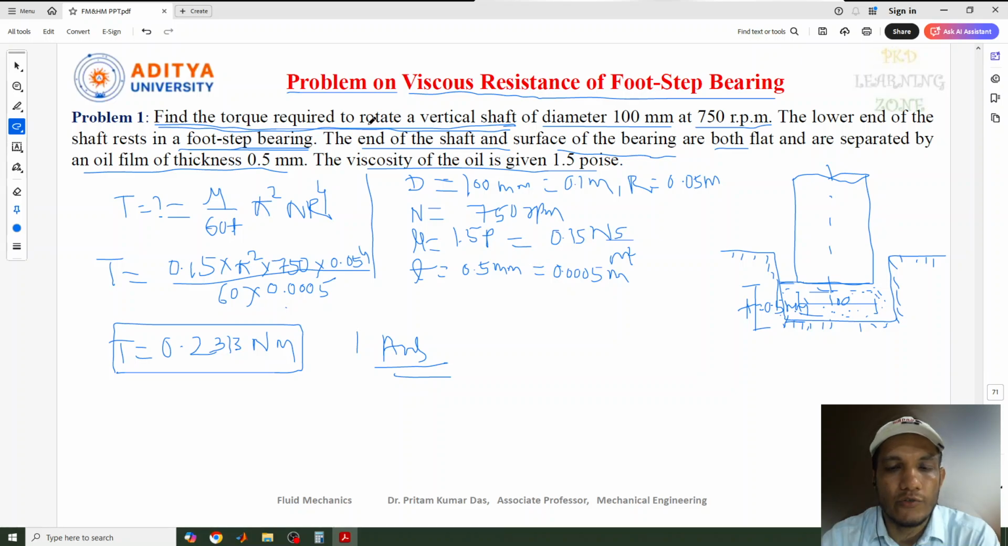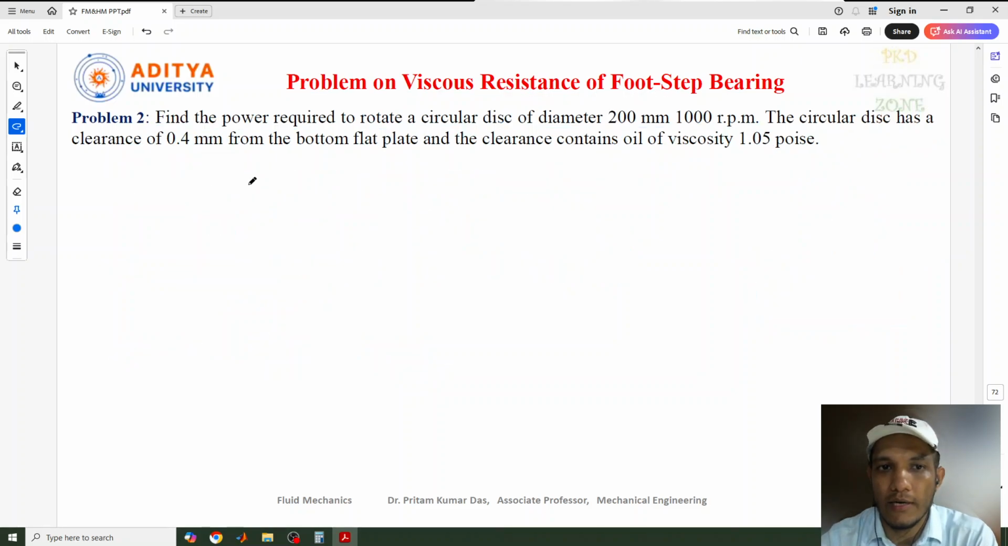Sometimes the questions will be given differently, like you need to find out the power required. So let's see another problem related to this. The second question I have taken: find the power required to rotate the circular disc. A circular disc is given with a diameter of 200 millimeter and 1000 rpm.